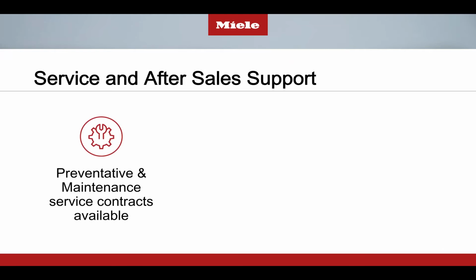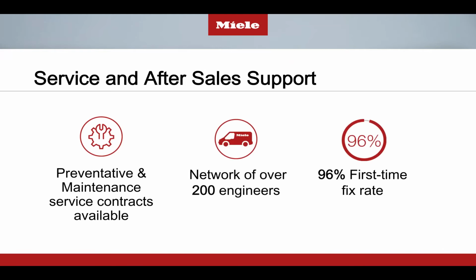And in addition to our full range of products, at Miele, we also pride ourselves on our service offering and after-sales support. Not only do our products come with a full 1-year parts and labour warranty, which is extendable, but we also offer a range of preventative maintenance service contracts to ensure your laundry and dishwashing products are always delivering the best results. We have a network of over 200 engineers offering the same day, next day call out service. And as you can see on this slide, our first time fix rate is very high at 96%.